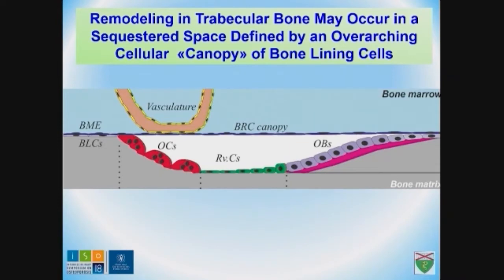And what's interesting is that you would think, since it's sequestered, where on earth do the cells come from? Well, it may well be that there's a vascular supply that actually abuts and may penetrate through the canopy and actually supplies some of the precursor cells required for this remodeling cycle. And in particular, as we'll talk about, osteoclasts arise from hematopoietic precursors, so they're coming from the marrow, and their access to this area is probably through vasculature.